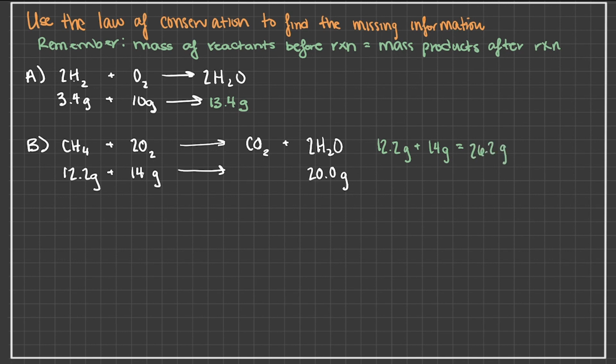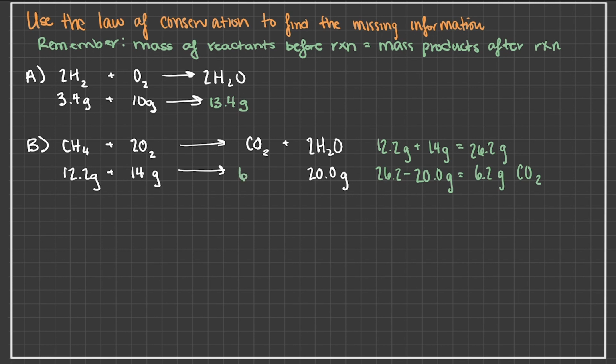And since we already know some of the product that exists, we're going to take our total mass that we found, subtract it by the sum of the product that we have in order to find the remaining amount of product, and that's going to equal 6.2. You're going to be asking, how did I know how to do this?